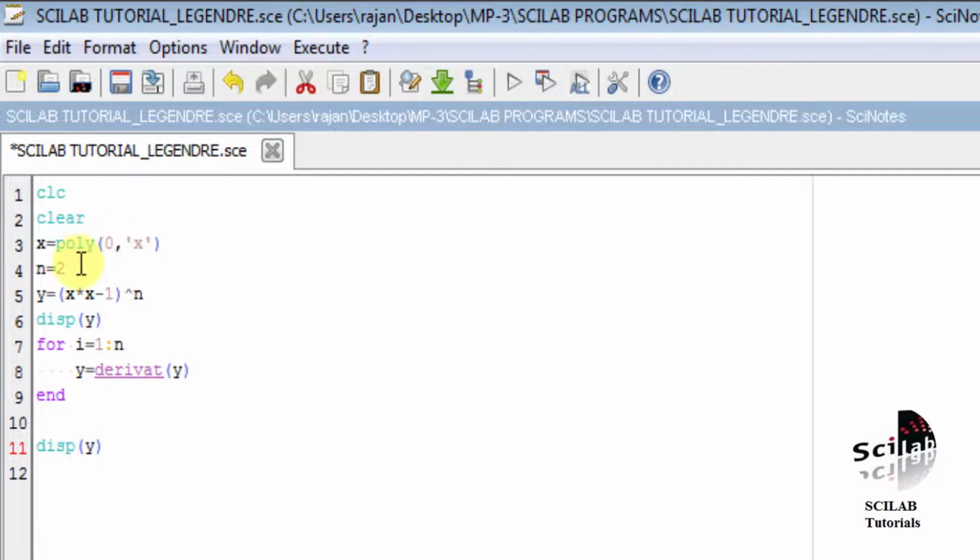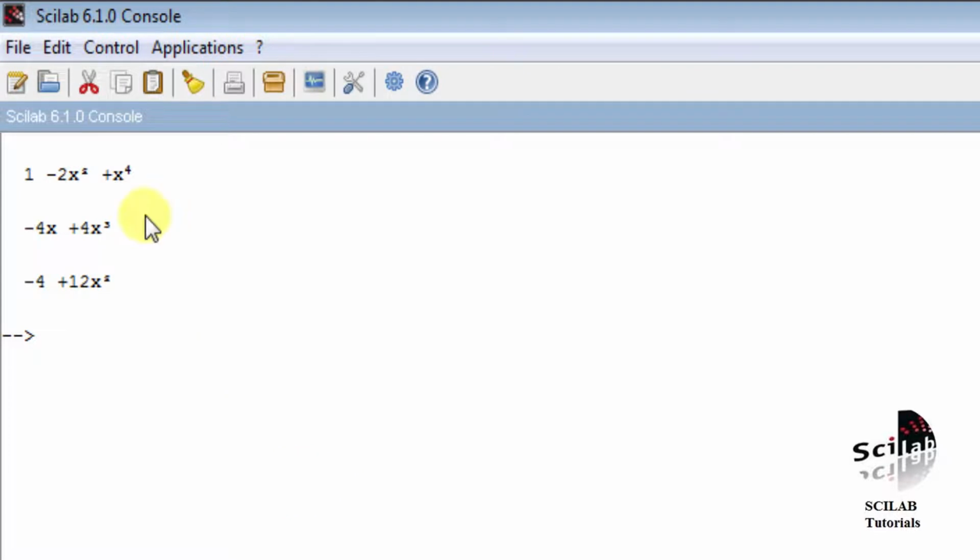So in our case, since n is equal to 2, let's see what the 2 times differentiation will give us. First we will write this disp command inside the loop so that we can see the output after every differentiation. So let us check the output in the console. We can see the initial value of y is 1 minus 2x square plus x to the power 4. Now after the first differentiation we will get minus 4x plus 4x cube. Now again we will differentiate this minus 4x plus 4x cube with respect to x, we will get minus 4, and 3 into 4 is 12x square.